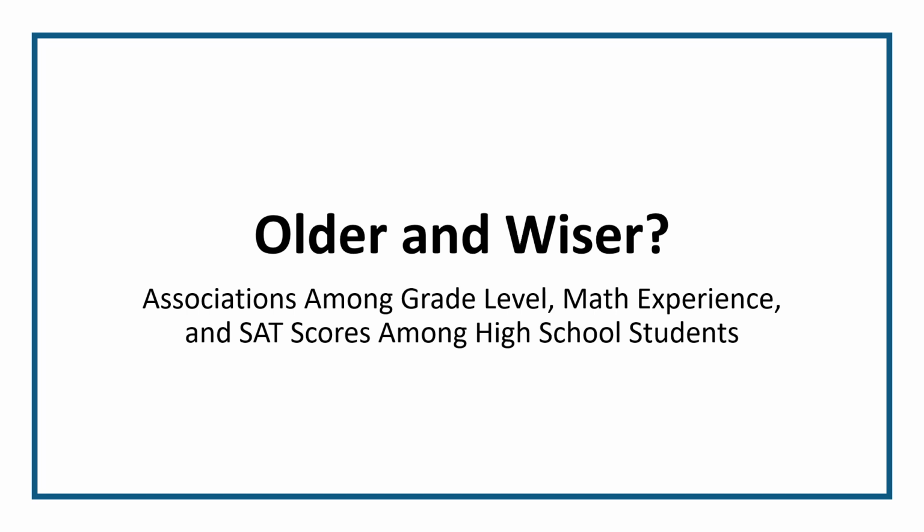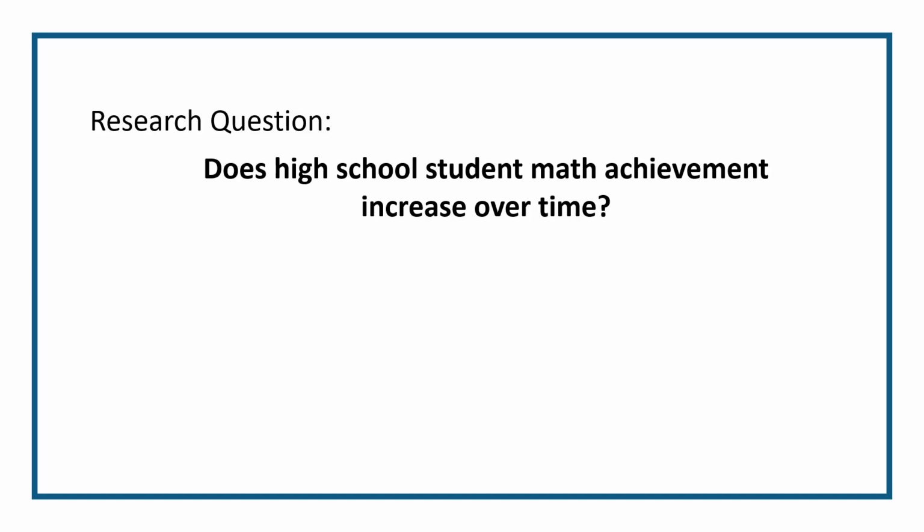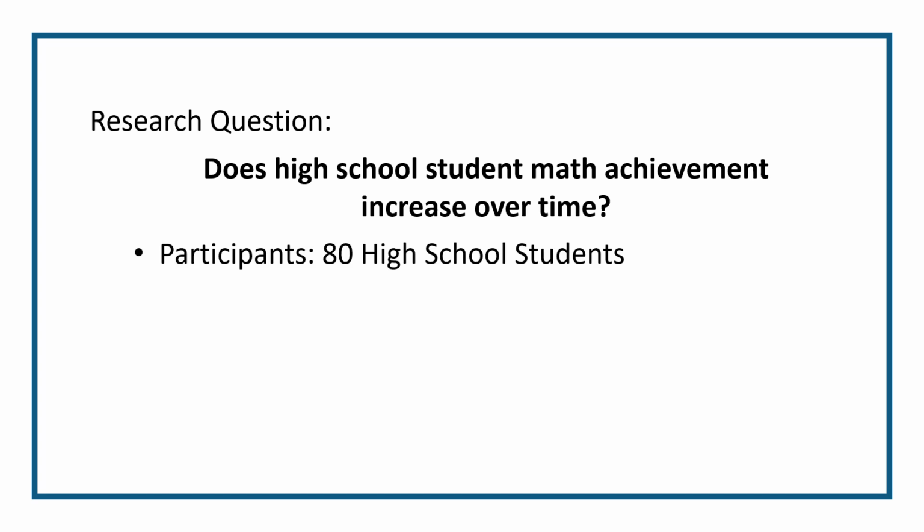The data that we are going to take a look at is called Older and Wiser: Associations Among Grade Level, Math Experience, and SAT Scores Among High School Students. So the research question in this data is, does high school student math achievement increase over time? To answer this research question, we are going to take a look at data from our participants who are high school students. So we're going to be looking at a data set from 80 high school students.